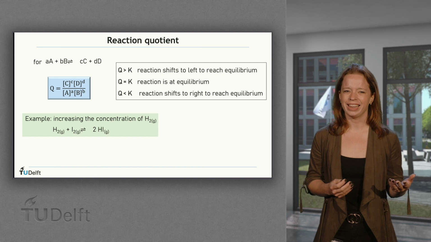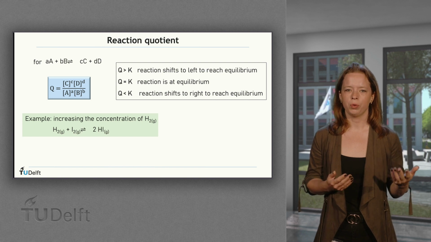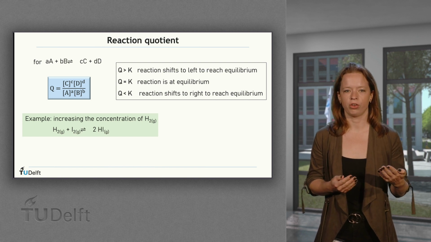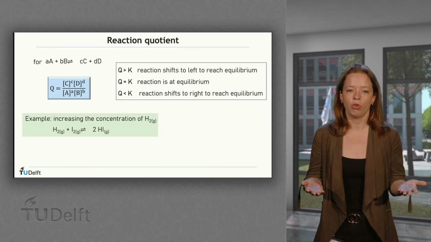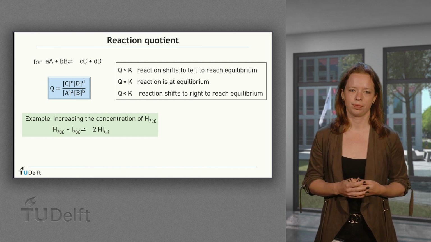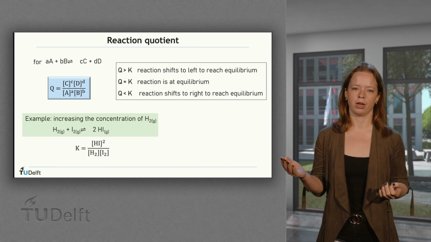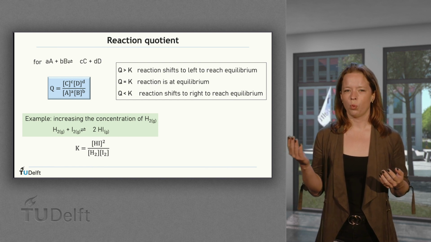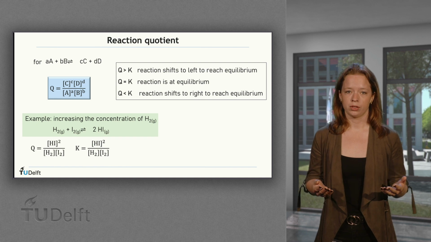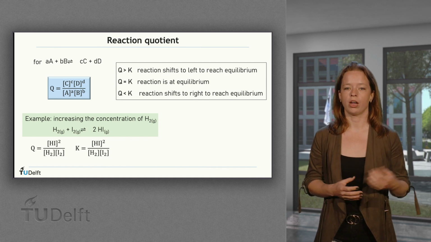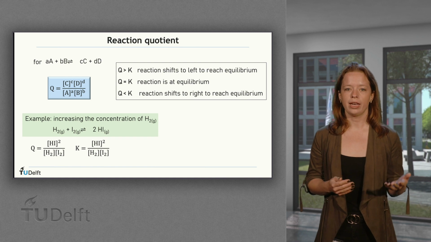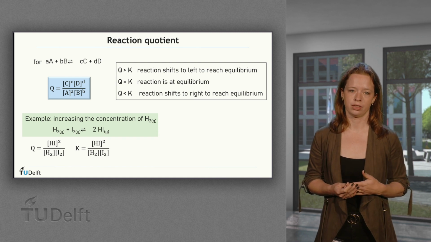And we can understand this by looking at what Q would be when we would increase the concentration of hydrogen, when this reaction is already at equilibrium. At equilibrium, this would be how to calculate the equilibrium constant. And when the reaction is not at equilibrium, so for example when we increase the concentration of a reactant, we can calculate the reaction quotient.